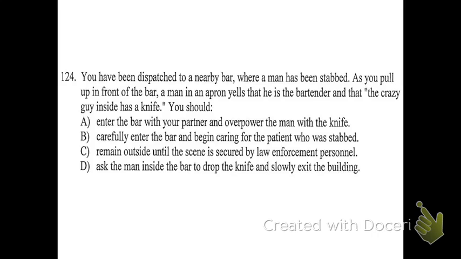Number 124. You have been dispatched to a nearby bar where a man has been stabbed. As you pull up in front of the bar, a man in an apron yells that he's the bartender and that the crazy guy inside has a knife. What should you do? C. This is one of those super easy questions where your own safety comes first. You do not take lead in terms of trying to secure a scene, ever.